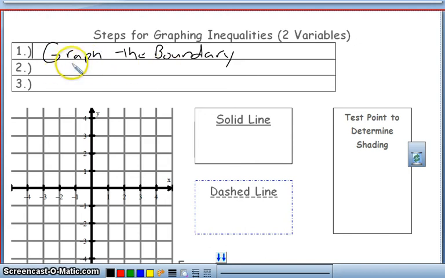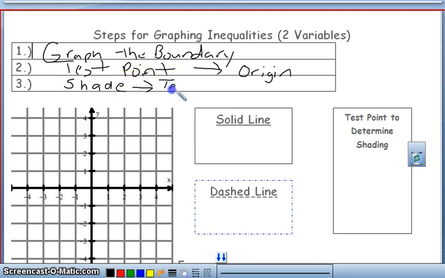Step number two is you need to find a test point. And that's any point that does not fall on your boundary line. And probably the best point to use is the origin, if you can, because the x and the y are both 0 at the origin. And then step number three is to shade. And we want to shade where your test point is true.